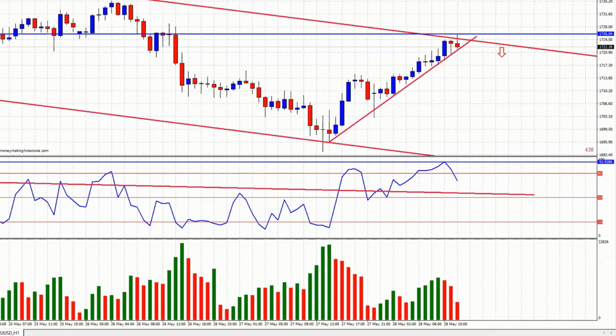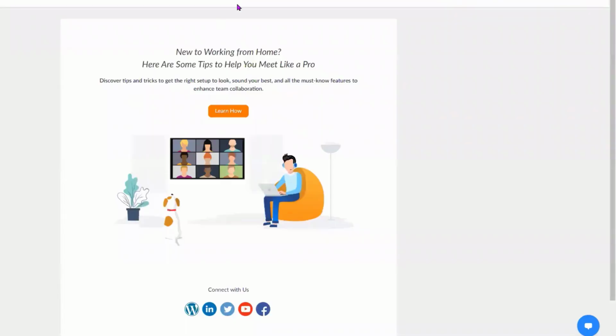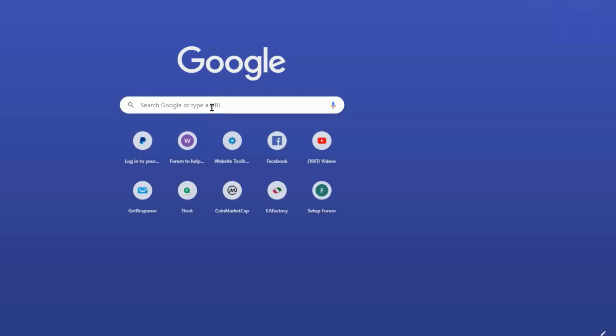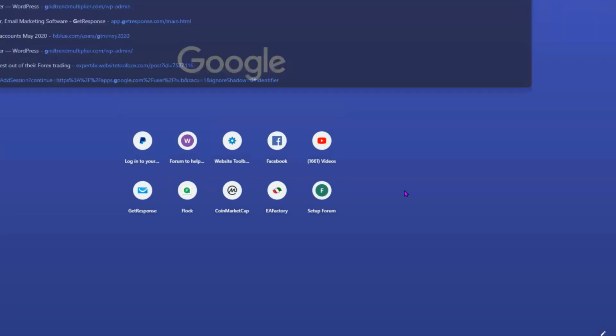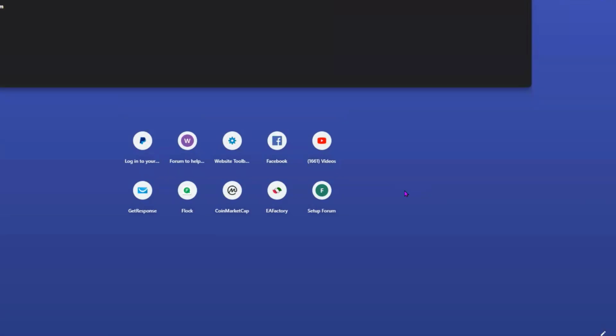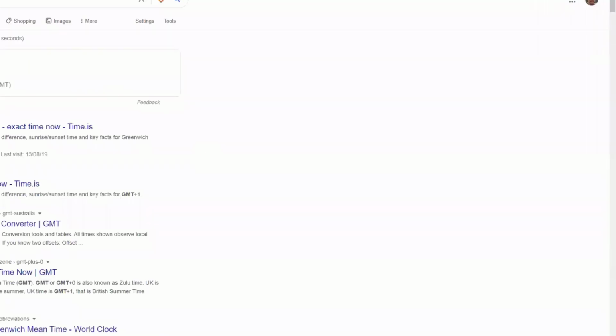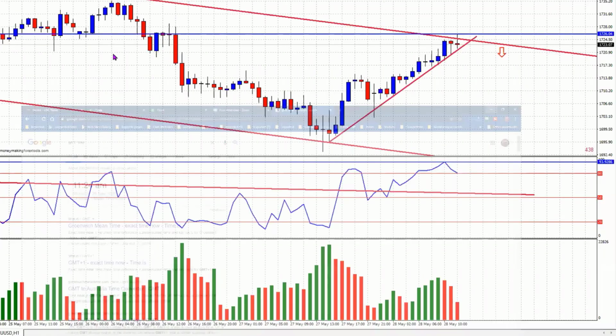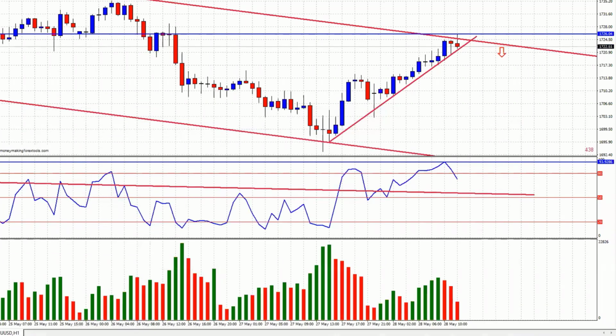And then what you do is you type in here, Greenwich Mean Time now, and it says 11:20, and then you look here, it's 12:20. So the broker server is GMT +1, because GMT is 11, so 12 is +1. That's how you tell your broker time.